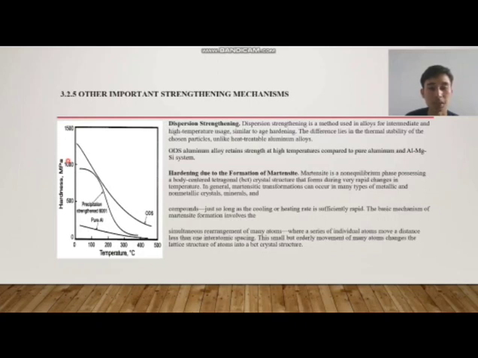The basic mechanism of martensite formation involves the simultaneous rearrangement of many atoms, where a series of individual atoms move a distance less than 1 interatomic spacing. This small but orderly movement of many atoms changes the lattice structure of the parent atoms into a BCT crystal structure.